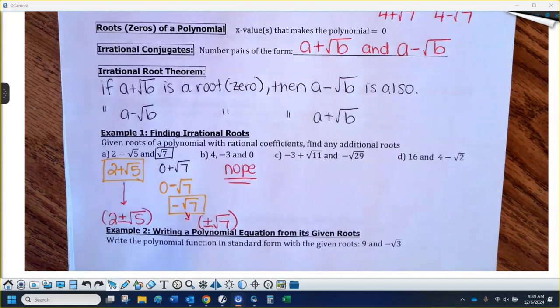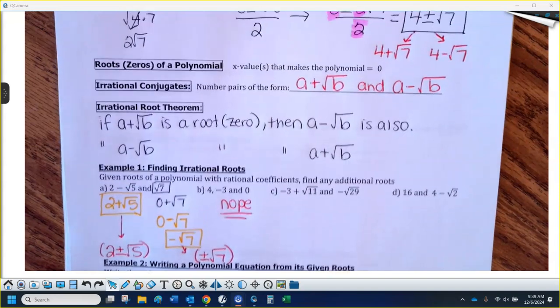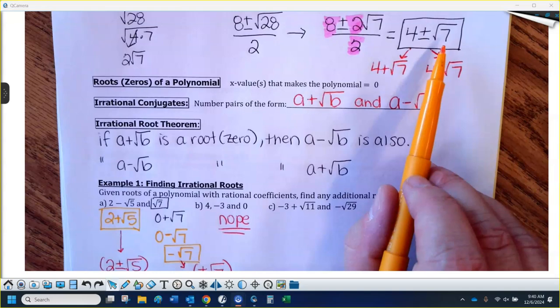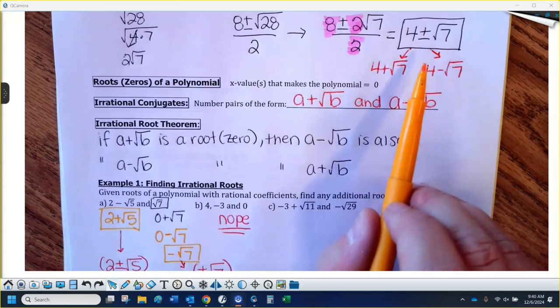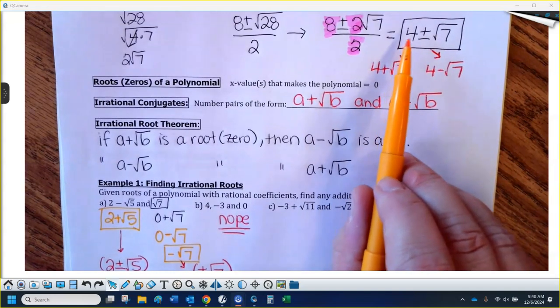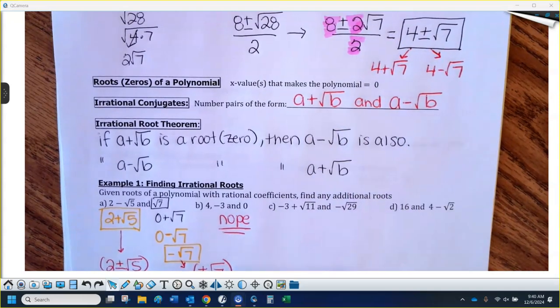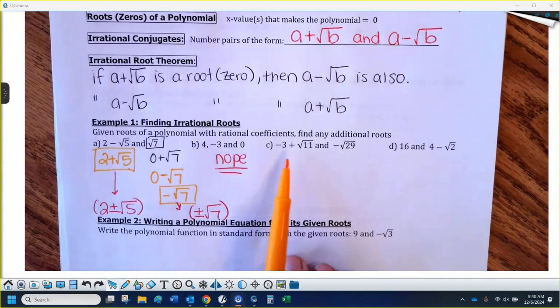This one is very tricky also. So I'm going to pull this back down just for a second. So I did the quadratic formula here, right? I got 4 plus or minus the square root of 7. Let's just say for a second we had negative 4 here. So like negative 4 plus or minus the square root of 7. That's kind of the same concept here, and I think that screws people up to do a conjugate.